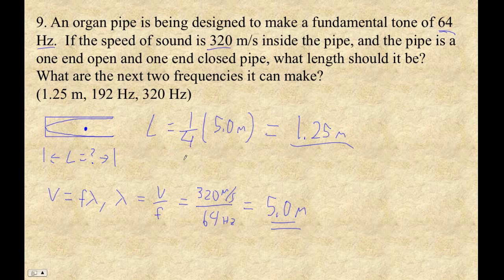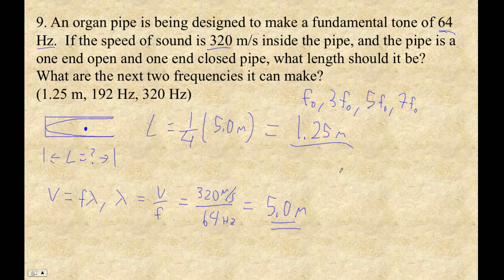And then what are the next two frequencies that it can make? Well, there's a simple way. I'm going to do the simple way here, and then I'll pause, and then you can see why it's that way. The way these pipes go is the fundamental frequency, 3 times the fundamental frequency, 5 times, 7 times. They go 1, 3, 5, 7. They do odd numbers. But I'll show you that in a moment. If that works for you, we're all set.